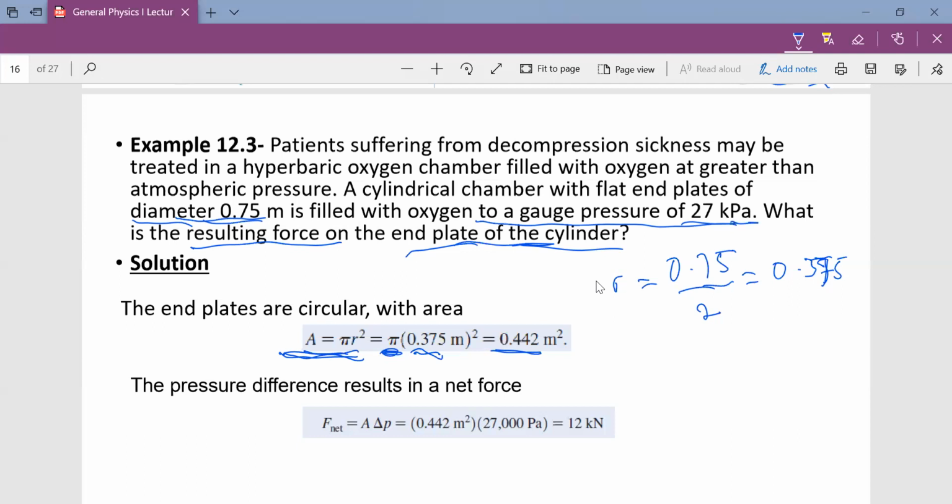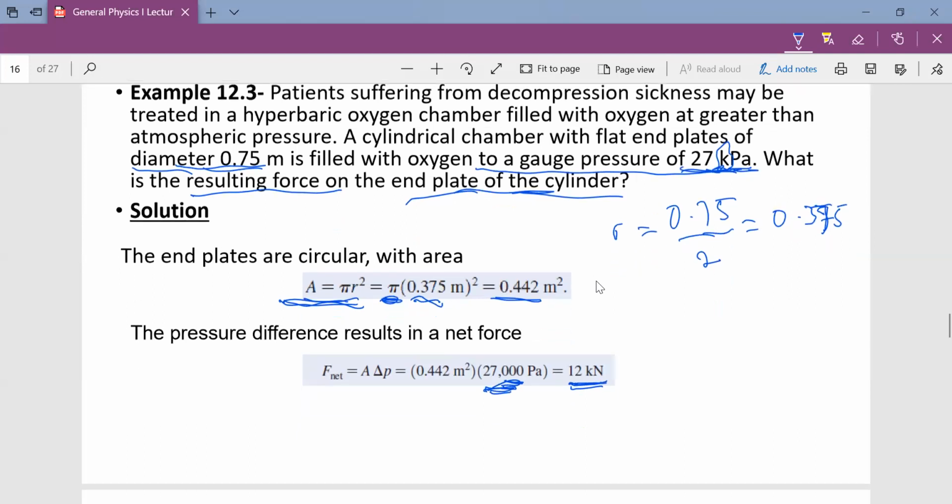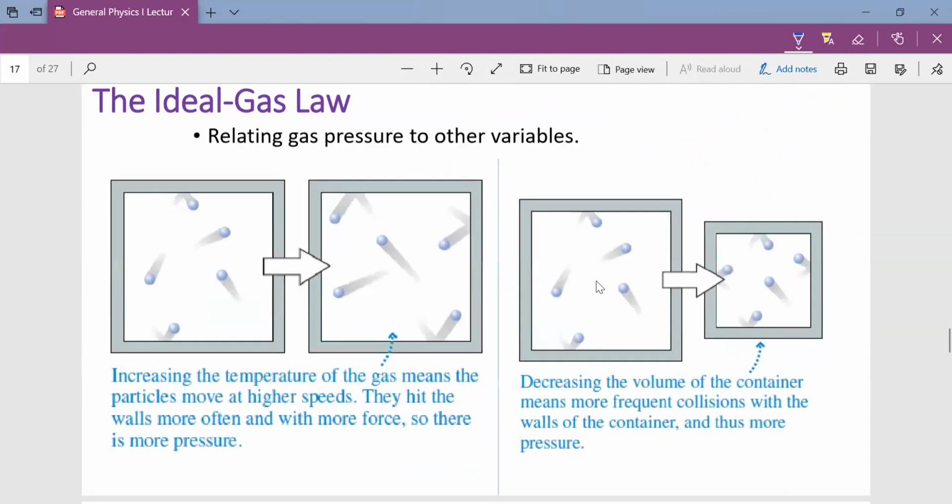Now bringing this into the equation, the change in pressure is given to be 27 kilopascal, which brought about the 3 zeros here. The kilo here is 1,000. So the net force in this system will give us 12 kilonewton. That's how I apply that to the equation.